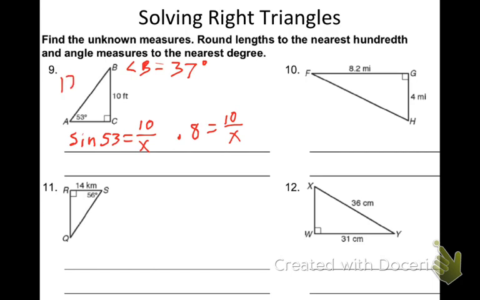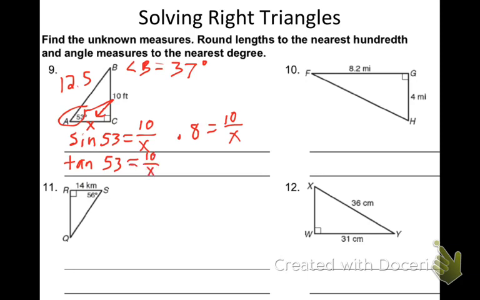It is 12.5. Nice job. All right. Now I'm going to use the same 53 degrees. And what happens if I want to find AC here? What trig function can I use to find AC if I want to use 10 and x? What trig function would I use there? Tangent. Tangent uses the opposite over adjacent. So I would use the tangent of 53 equals 10 over x.